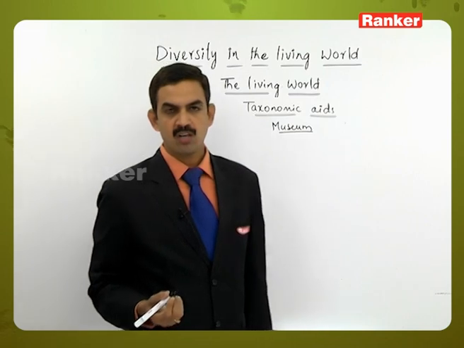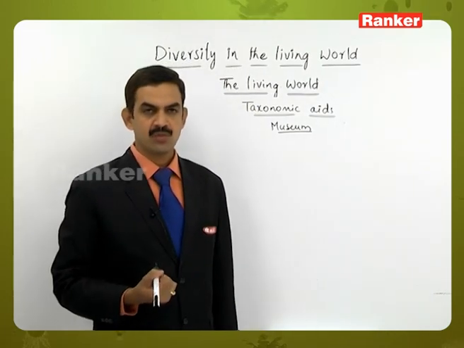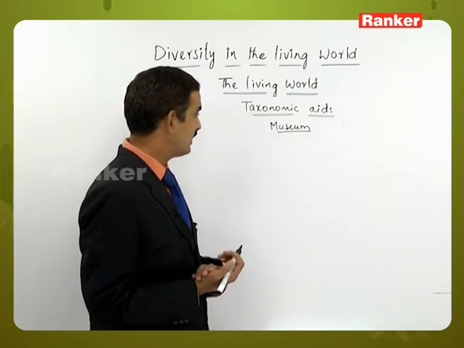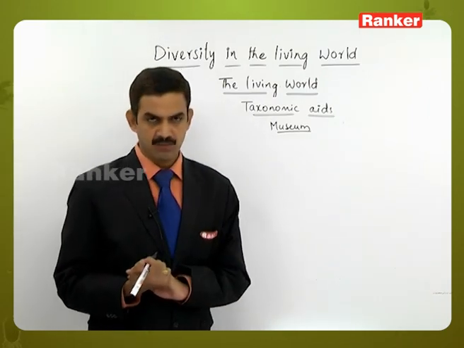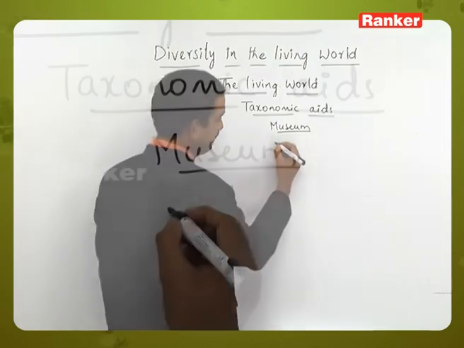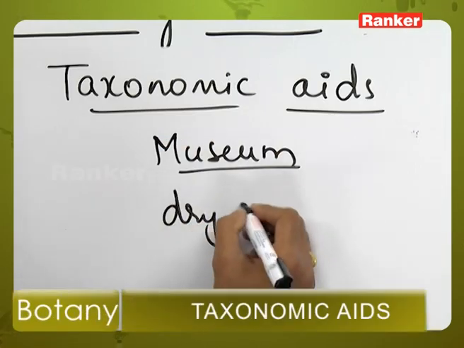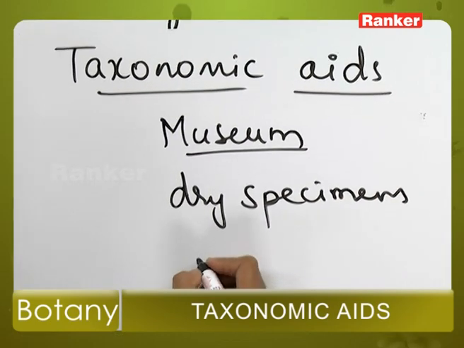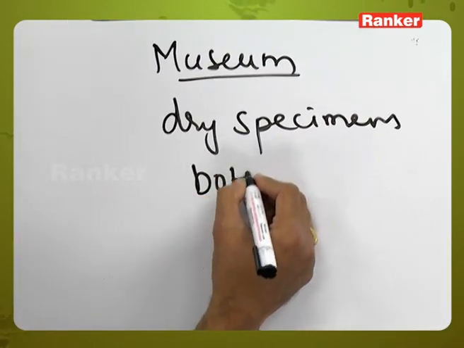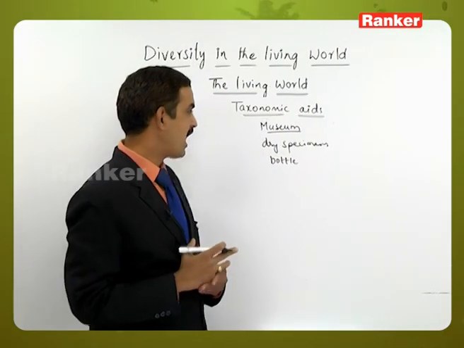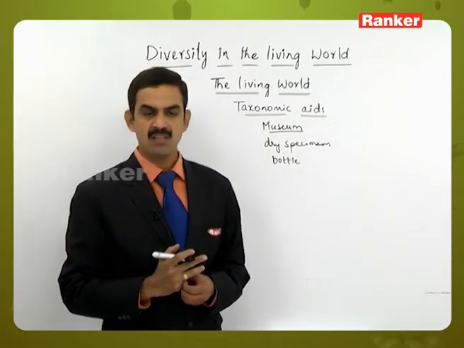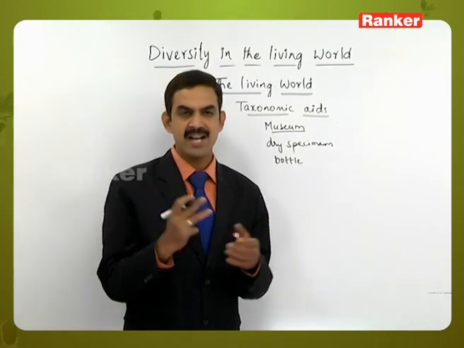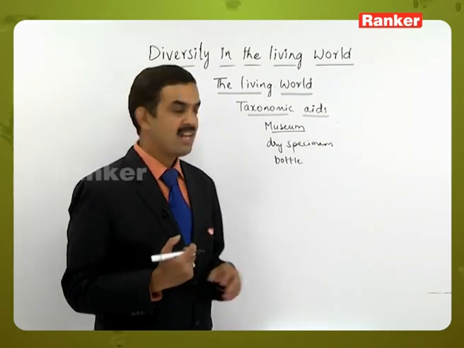Generally, museums are present in the schools or in the small localities where the organisms have been preserved either in the form of dry specimens, or they have been preserved in bottles. So this is a way how a small collection of the individual organisms is useful for the reference or the identification of the plants or the animals.